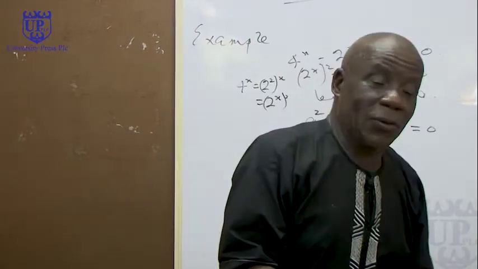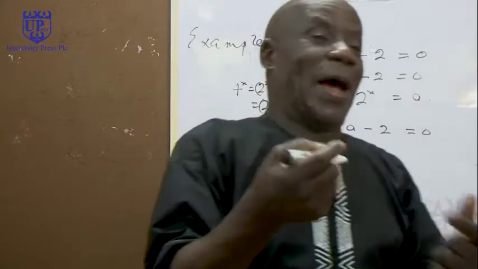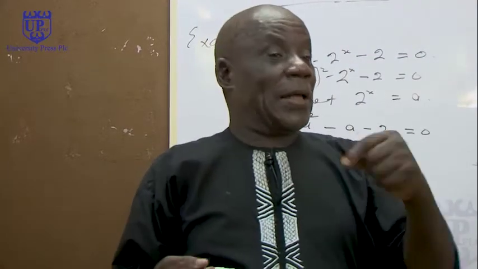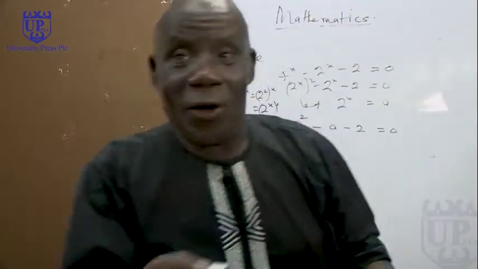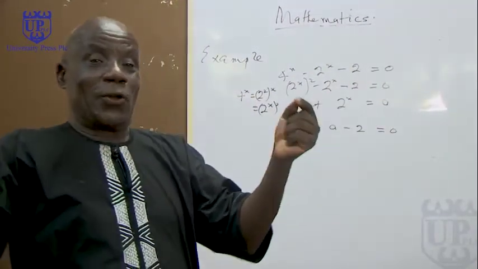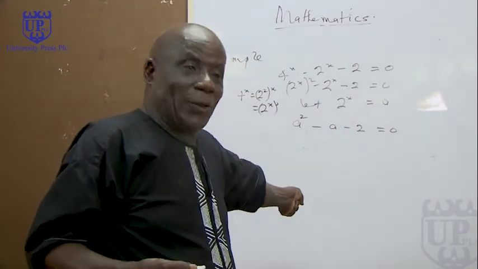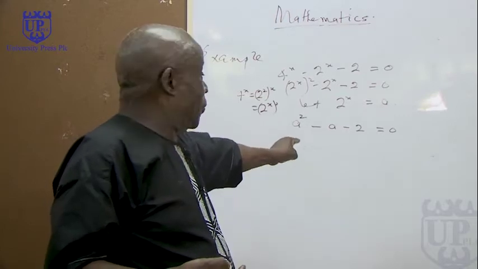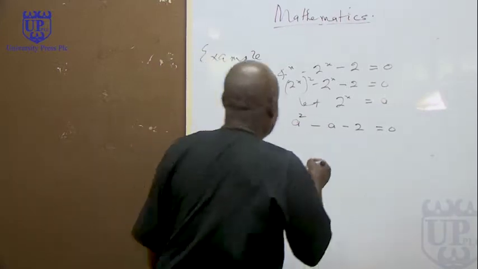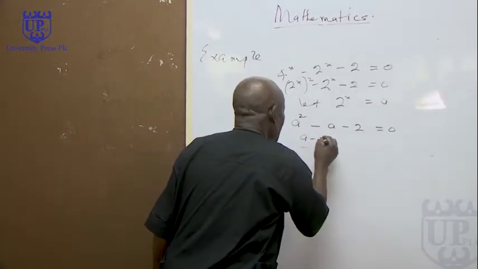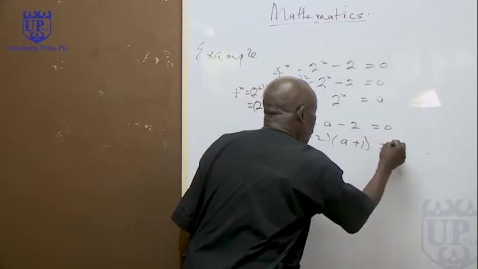Then you can use factorization method. You can use the one you call almighty. There's nothing like almighty formula. Probably when you are in SS1, you see long formula, you call it almighty. Or graphical method. It doesn't make sense to start using graphical method here. You may spend 5 minutes. So factorize. This is a minus 2 bracket a plus 1 equals 0.